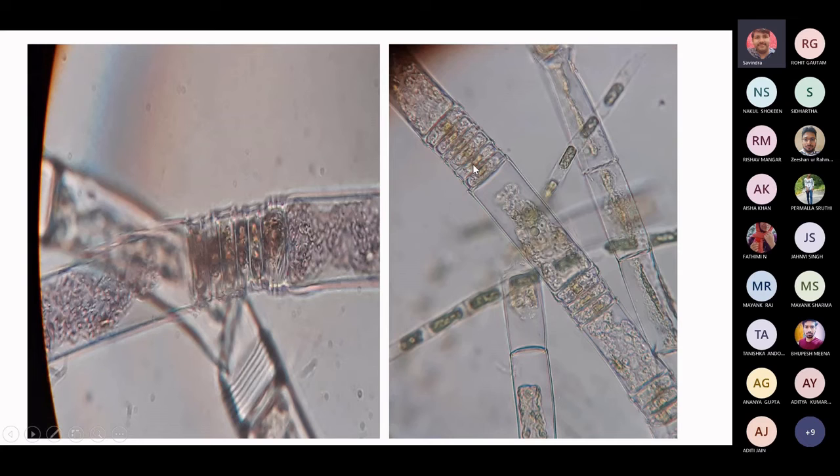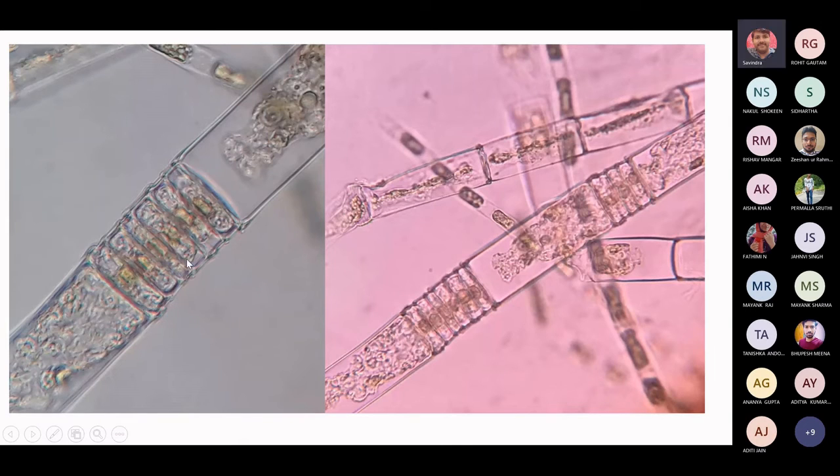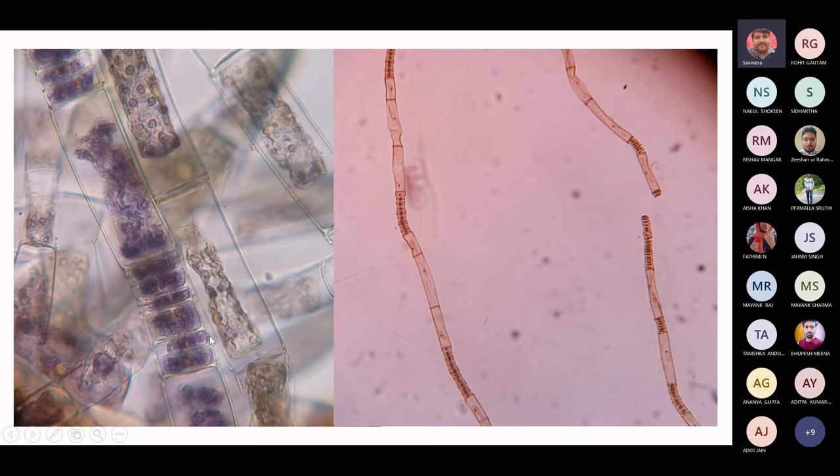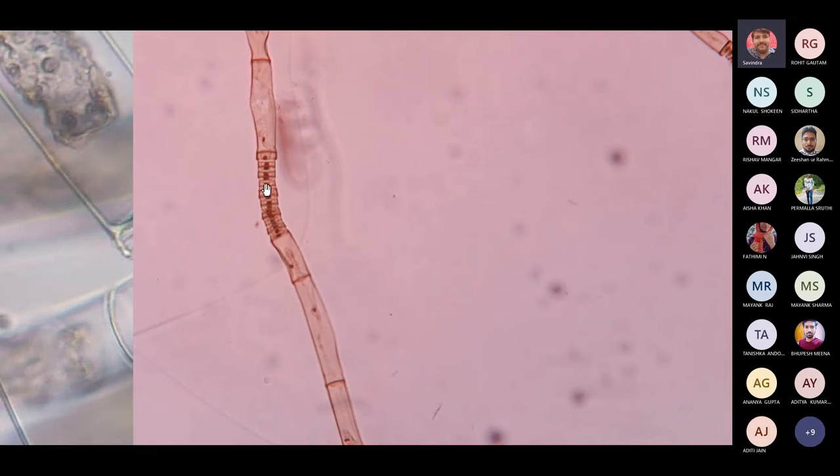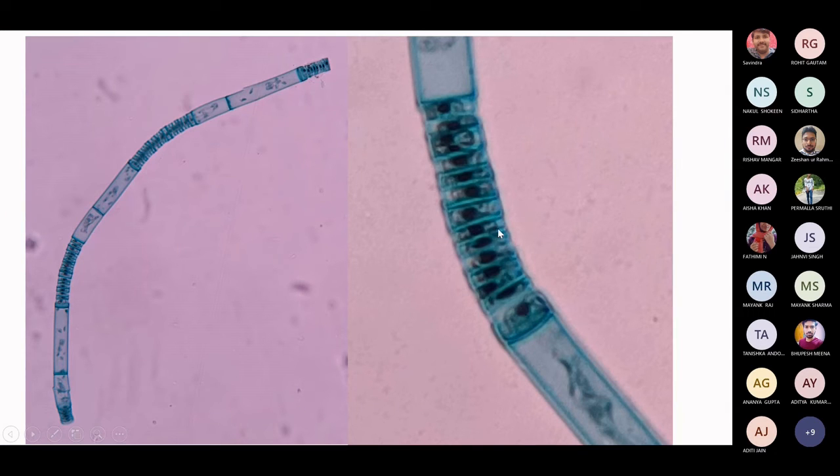So one nucleus means it's a young male gamete. Two nuclei means that mitotic division has already taken place. Here also one, in this as well one. Here we can see two. In this photograph, it's a permanent slide photograph, we can see only one nucleus is there. Here also one nucleus is there.